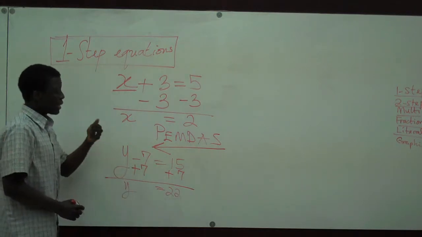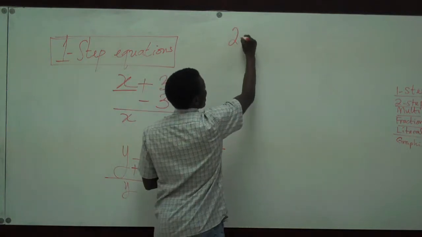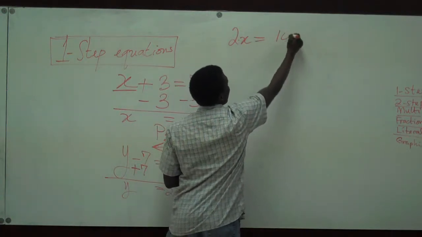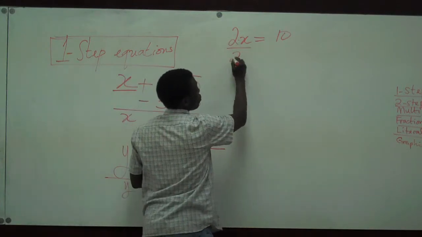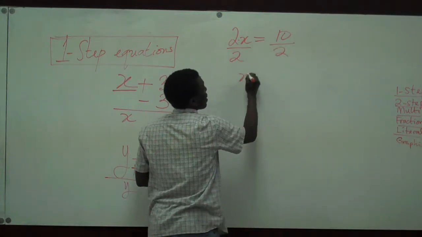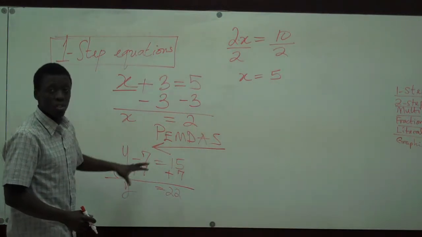Let's look at an example with multiplication and division. So if I give you a problem like 2x is equal to 10, we're going to divide both sides by 2. And that gives us x is equal to 5. You can check your answer in each of these situations.